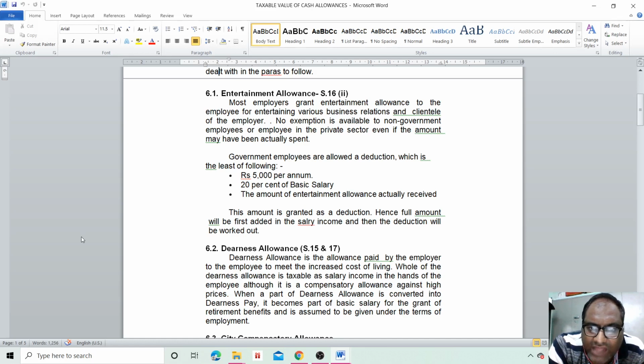Government employees are allowed a deduction which is the least of the following: 5,000 per annum, 20% of basic salary, and the amount of entertainment allowance actually received. तो इन तीनों में से जो भी कम होगा उसकी deduction हम ले सकते हैं entertainment allowance में। ऐसे ही है DNS allowance.